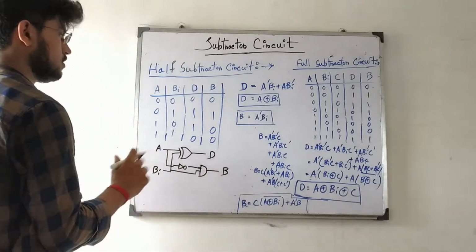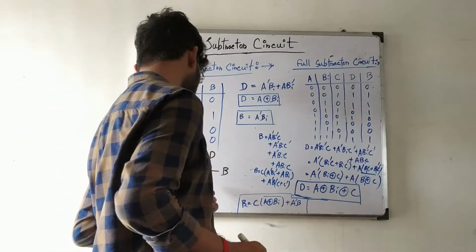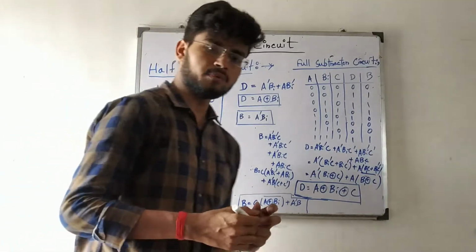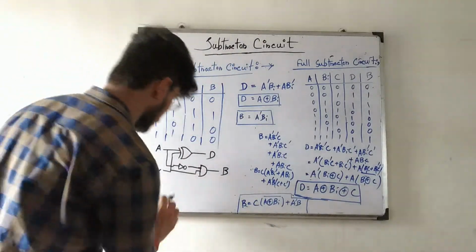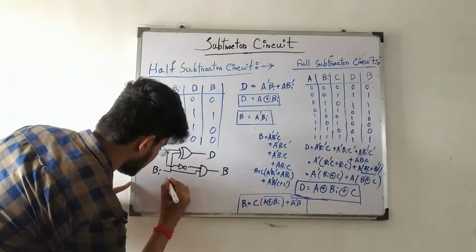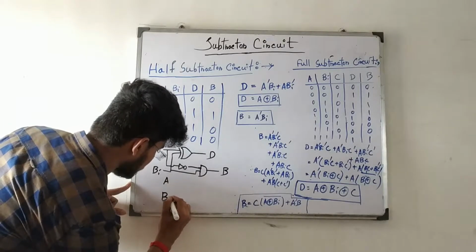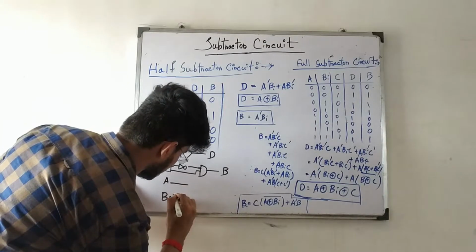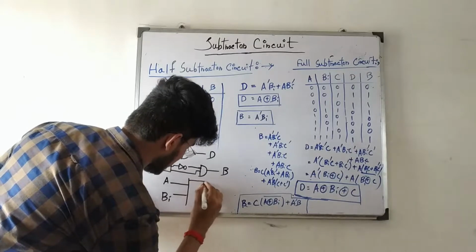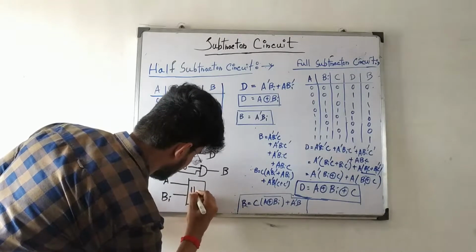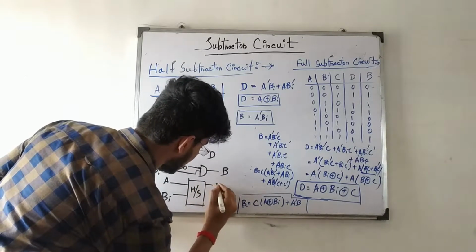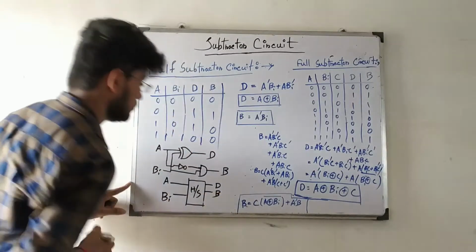So this is A XOR B, this is D, and this is A bar B, this is B. So this is the half subtractor circuit. You can see from here the block diagram of the half subtractor circuit: if A and B are the 2 inputs, then this is the half subtractor circuit, and difference and borrow will be the 2 outputs.